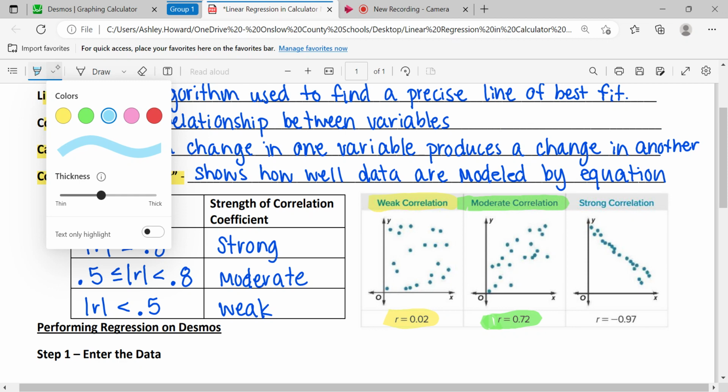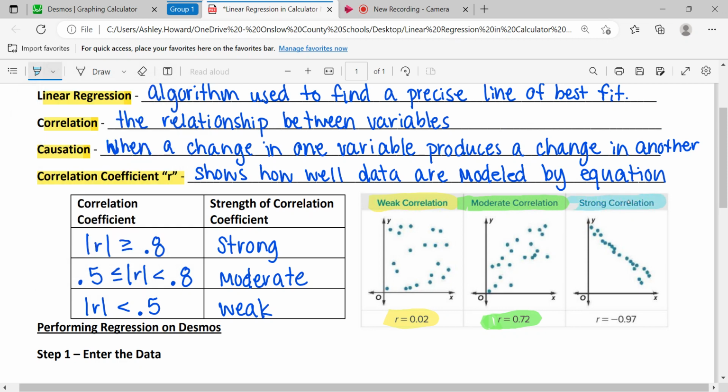And then in our next example, we have a strong correlation. They all kind of make a straight line and they're really close together. So the absolute value of the correlation coefficient is 0.97. So that's a really strong correlation. So that's how we describe what we see when we look at a scatter plot.